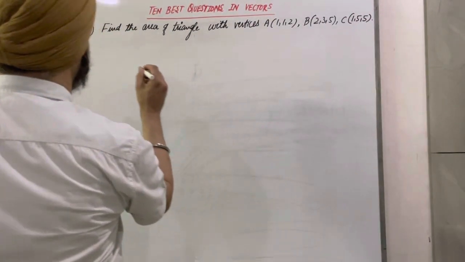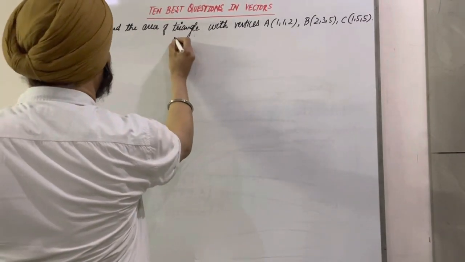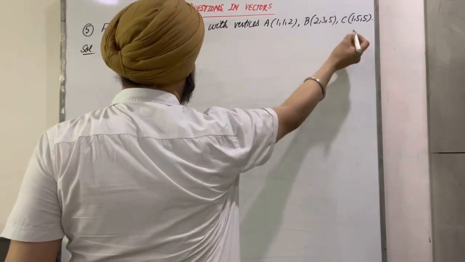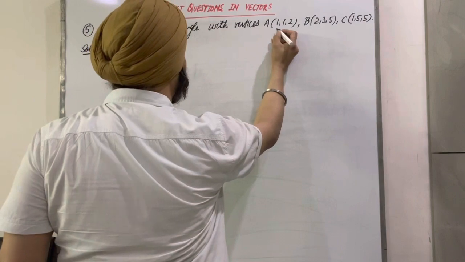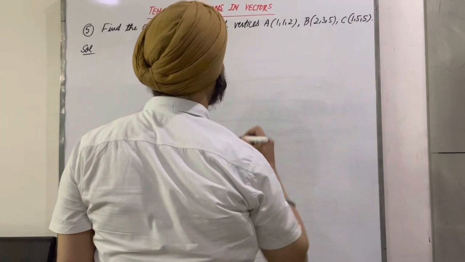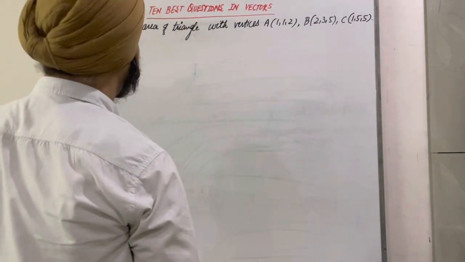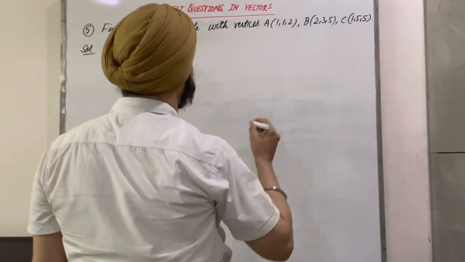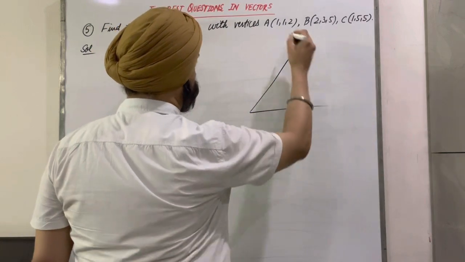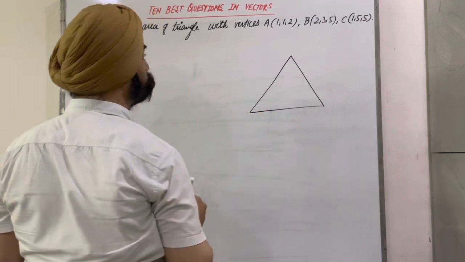So in this question, you have to find the area of the triangle whose vertices are A, B and C, A having coordinates 1, 1 and 2, B having coordinates 2, 3 and 5, C having coordinates 1, 5 and 5. So let us draw a rough diagram, but do care that these are space coordinates of the vertices.